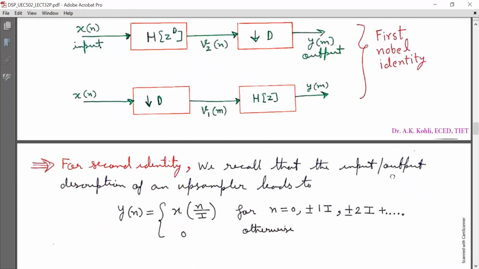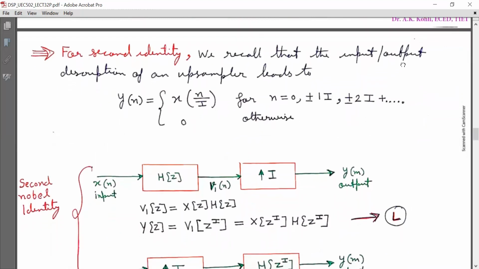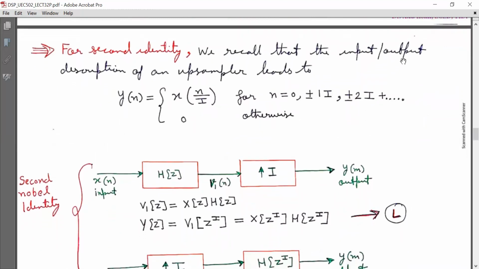Now we will discuss the second identity. For the second identity, we recall that the input output description of an upsampler leads to y[n] is equal to x[n/I] for n equal to 0, plus or minus I, plus or minus 2I, and so on, and 0 otherwise.